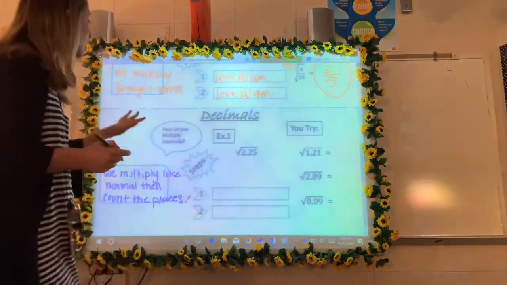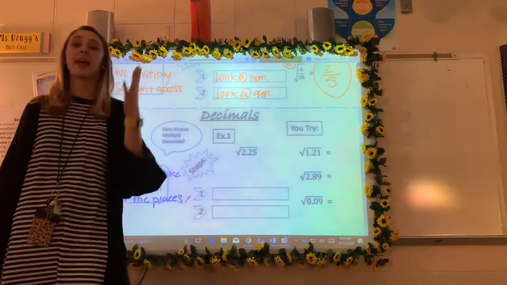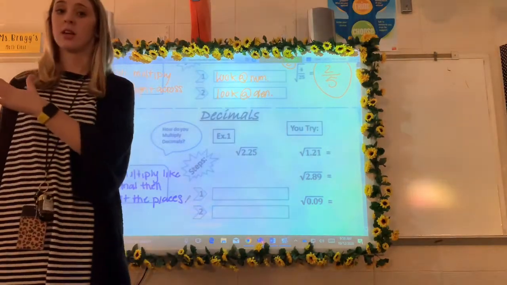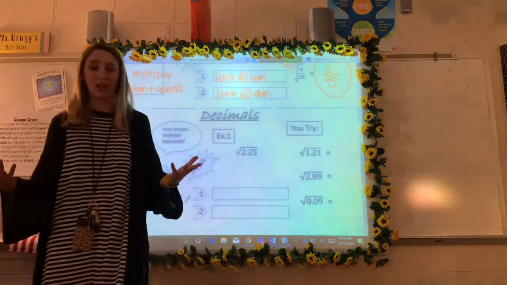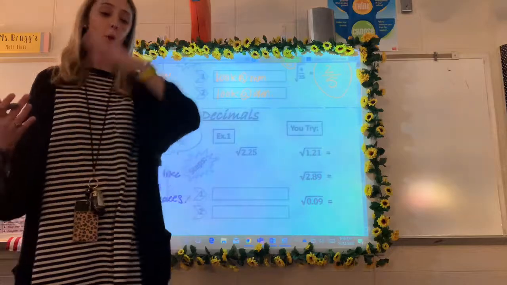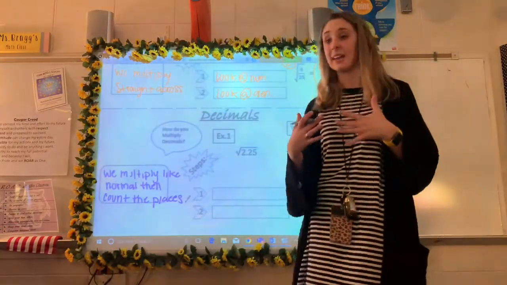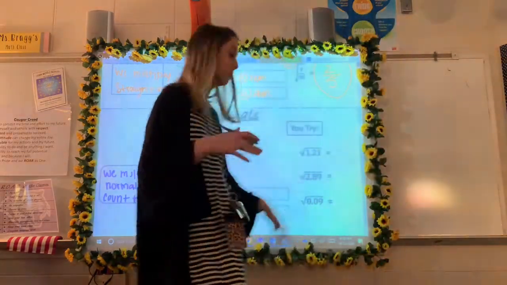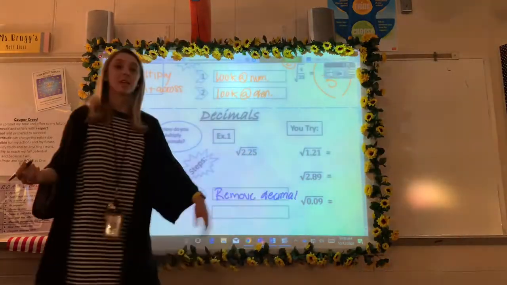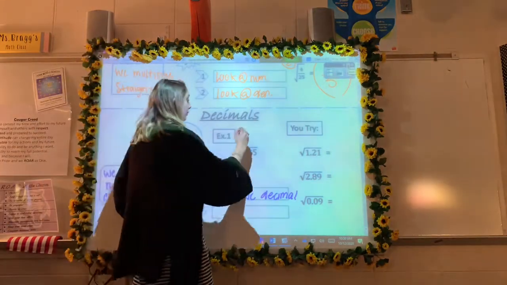So let's go ahead and jump in and look at example number 1. We have the square root of 2 and 25/100ths, okay? So this is what we're wanting the square root of. Remember, we're looking at that radical. When we see the radical, we want to know what times itself gives us the radicand, which is that number on the inside, okay? So first thing we do is we want to remove the decimal. So the first thing you do is remove that decimal, okay? So let's look at this.